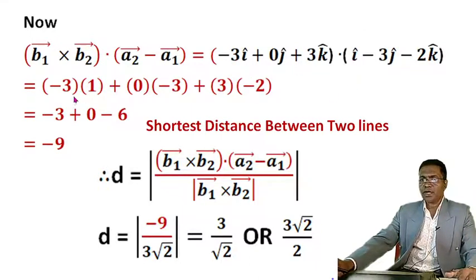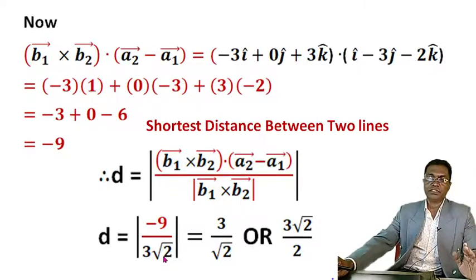So minus 3 into 1, 0 into minus 3, plus 3 into minus 2. Simplify this and you will get minus 9. So this is the dot product of these two vectors. Now the shortest distance between two lines is given by this formula, and we have everything with us. We have minus 9 that we found here, and the magnitude of this we found on the last page, that is 3 root 2.